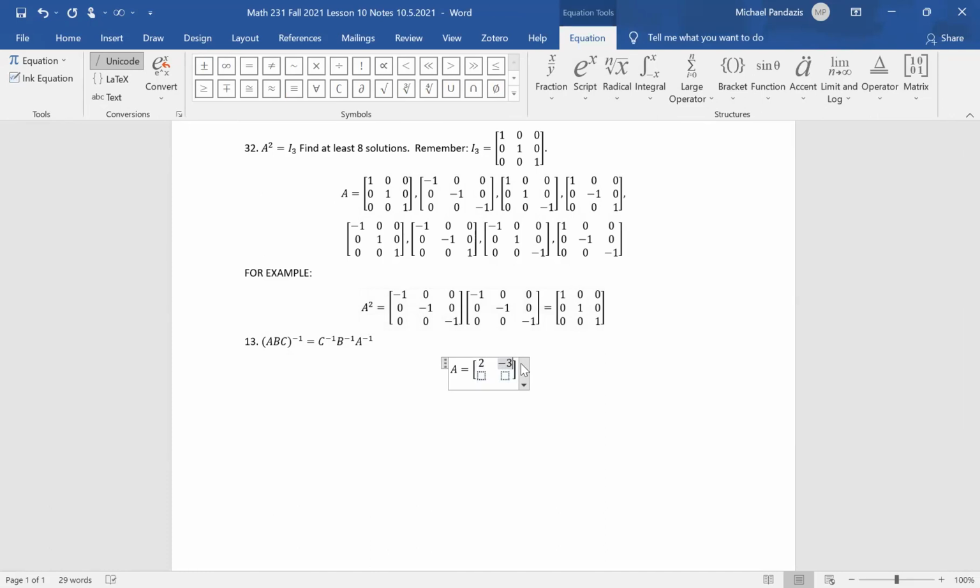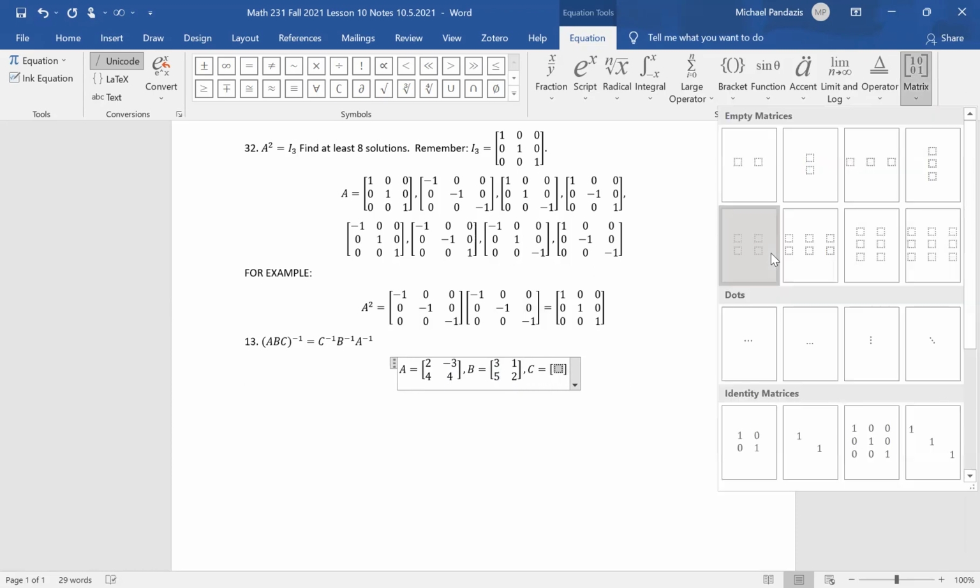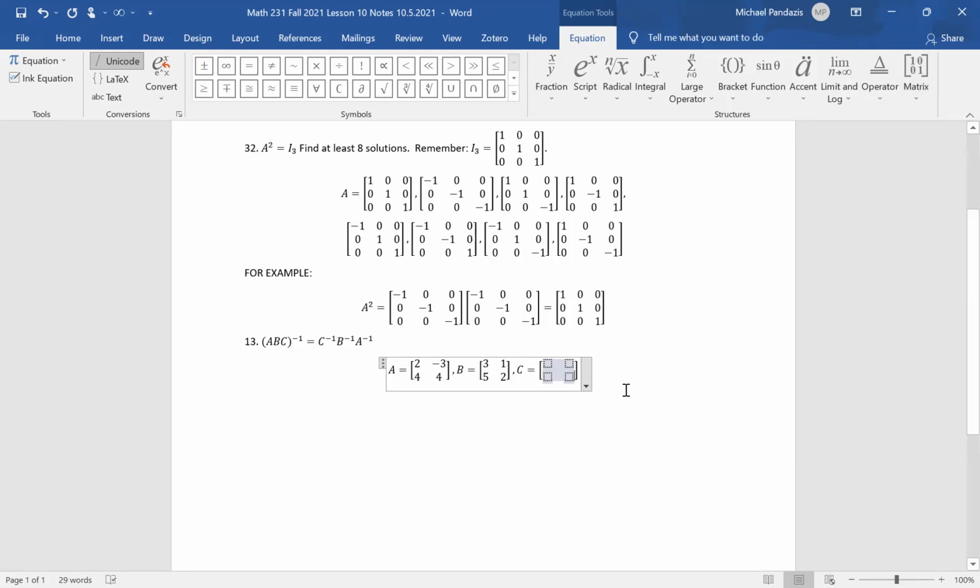So it's going to be 2, -3, 4, 4. And then B is going to be the B in the book. So B is going to be 3, 1, 5, 2. And C is going to be 2, 0, 0, 3.